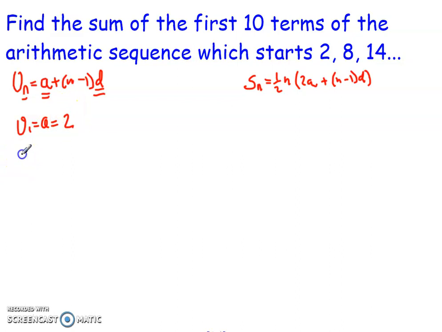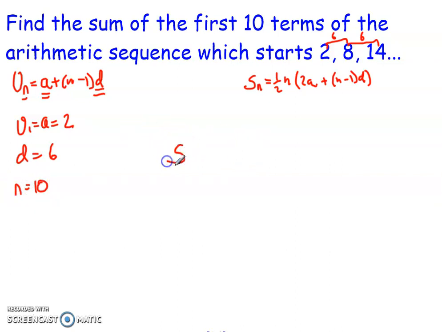So my a is just given by the first term, u1, which in this case is 2, and to get the common difference d, I just look at subtracting consecutive terms. So I do 8 take away 2, which gives me 6. I do 14 take away 8, which gives me 6. So I know my common difference d is equal to 6. Now for this one, it's the first 10 terms.